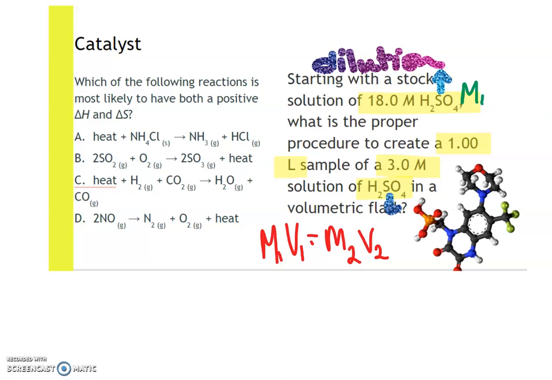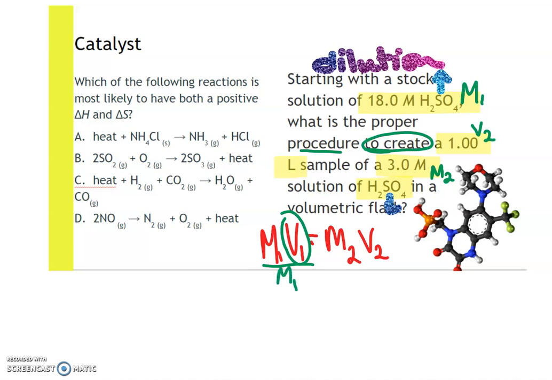Since the question says to create, that means this is what I'm going to end with, so that's my V2. This is my M2, because that's what I want to create. And so it looks like it needs to know how much V1 is needed to make that solution. And then it doesn't just want you to calculate. No. It says it needs the procedure. So let's first tackle the calculation and then we'll tackle the procedure.